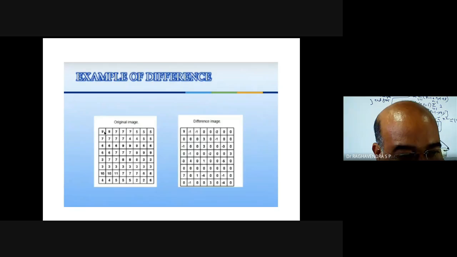That is 8 minus 9, that is minus 1. 7 minus 8 is minus 1. 7 minus 7 is 0. 7 minus 7 is 0. Next, 5 minus 7 is minus 2. 5 minus 5 is 0 and 0.